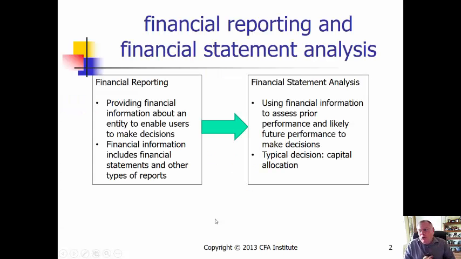The first thing I want to go through again is there's a difference between financial reporting and accounting as opposed to financial statement analysis. Finance is about using numbers. Accounting is about creating numbers. So we assume that the firm has an accounting system and we're using information from that. Financial reporting provides financial information to enable users to make decisions. It includes financial statements and other types of reports. But now we get into making decisions, okay?